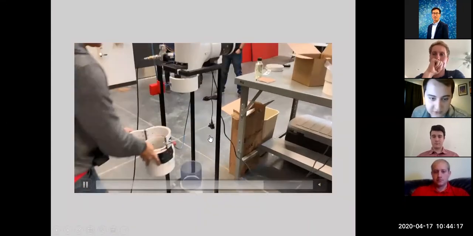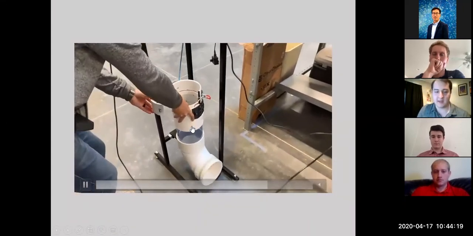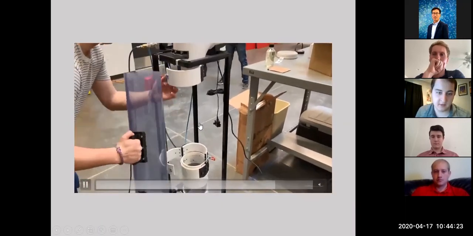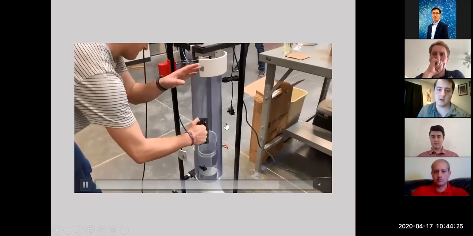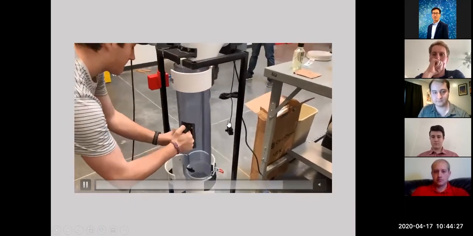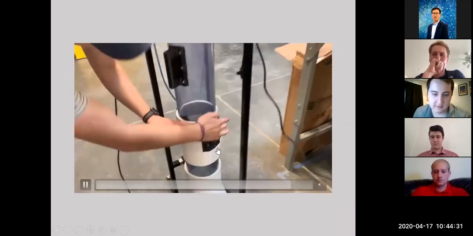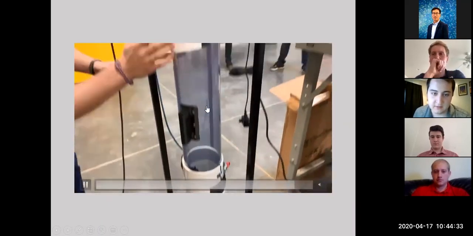Next, we'll show just putting it back together. Just pop that right back in, and then pop this back in, and close it up with the toggle latches again. Quick, easy, completely sealed, no issues.